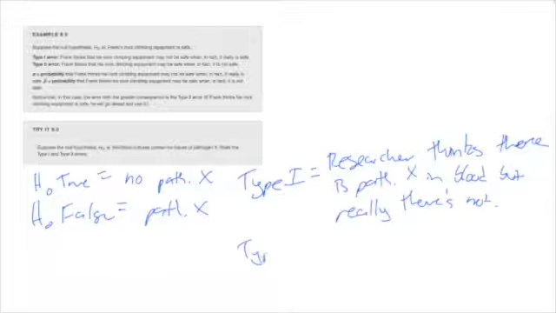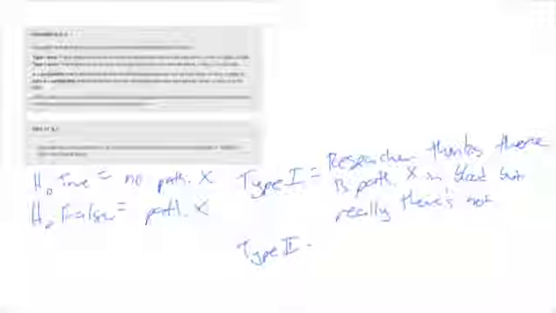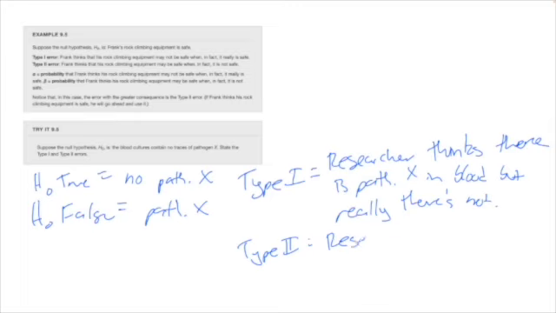Type 2 error is when we do not reject the null, meaning we think it's true, so the researcher believes there's no pathogen X, but really there is.